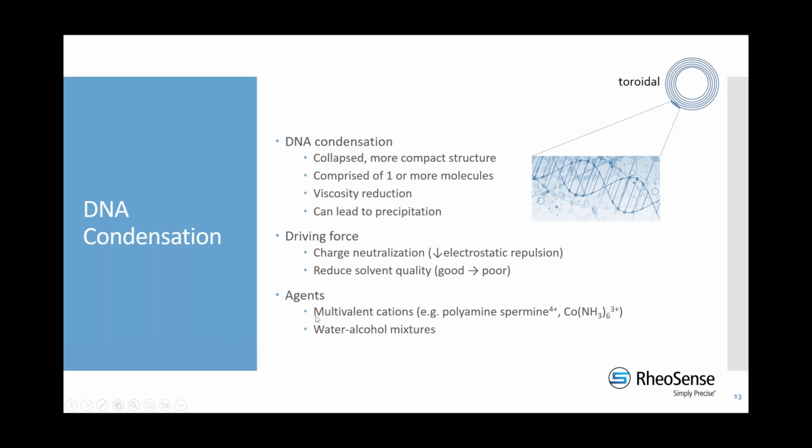So some of the common agents that are used as DNA condensation agents are multivalent cations such as polyamine spermine, which has +4 charge. So these are charge neutralization agents that minimize electrostatic repulsion. Also, by introducing alcohol into the DI water, you will change the quality of the solvent, going from a good solvent to a more poor solvent that leads to DNA condensation.